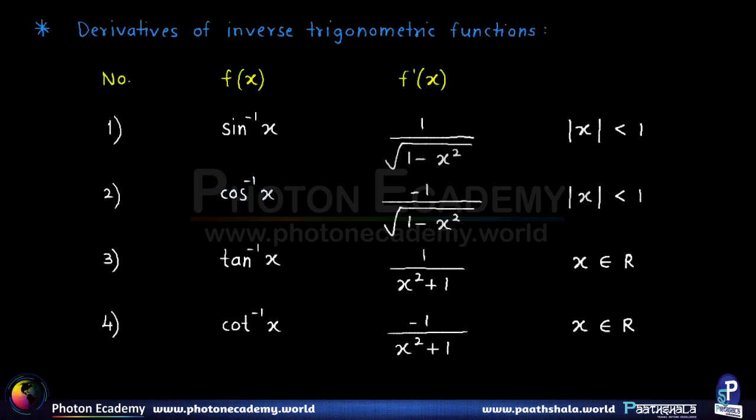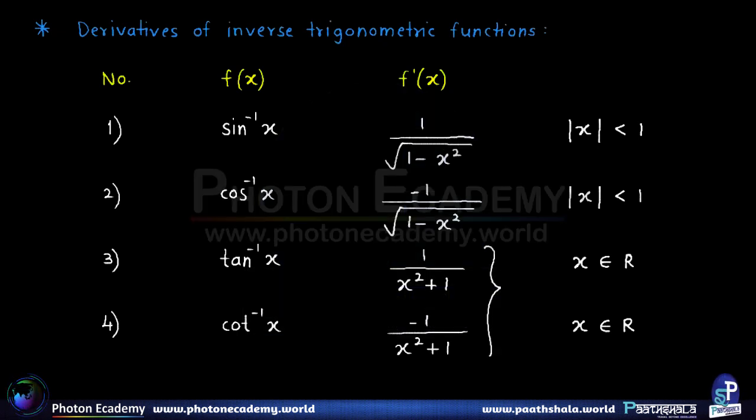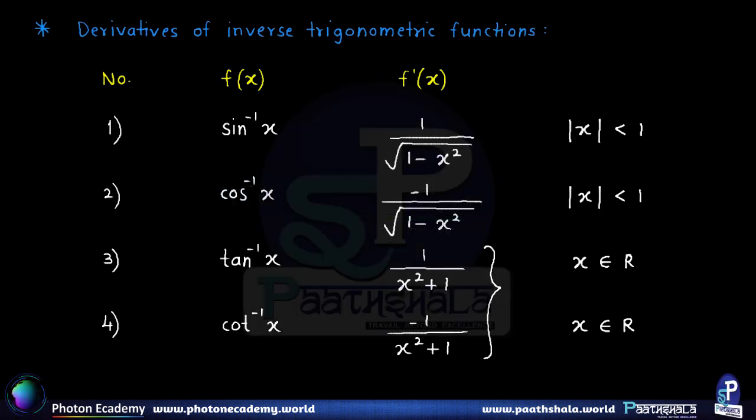Now for cos inverse x, you will see that it's almost the same term as sine inverse x, except that it is negative. So you attach the negative sign to it. And once again, the restriction on x is same, that is mod x should be less than 1. For tan inverse and cot inverse also, you will see that the terms are just opposites of each other. For tan inverse, it is 1 upon x square plus 1, whereas cot inverse has minus 1 upon x square plus 1 as the derivative. And we know that for both of these functions, the x can be any real number. So that is the domain of those functions.